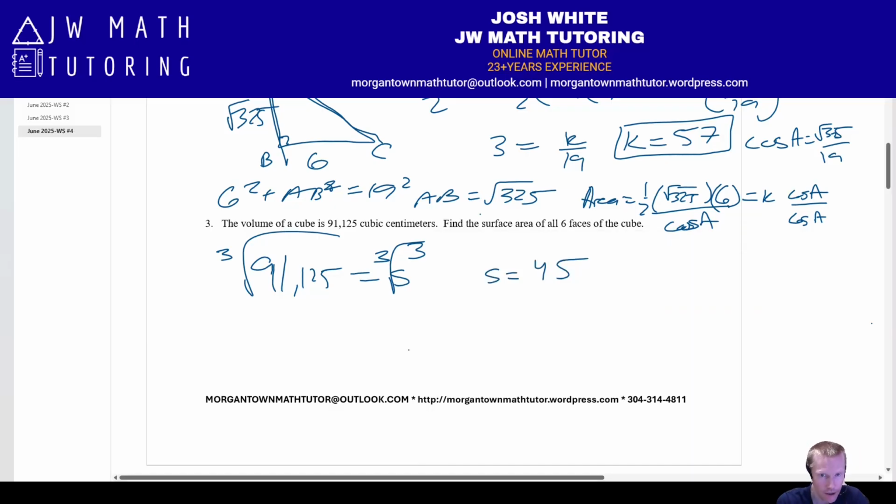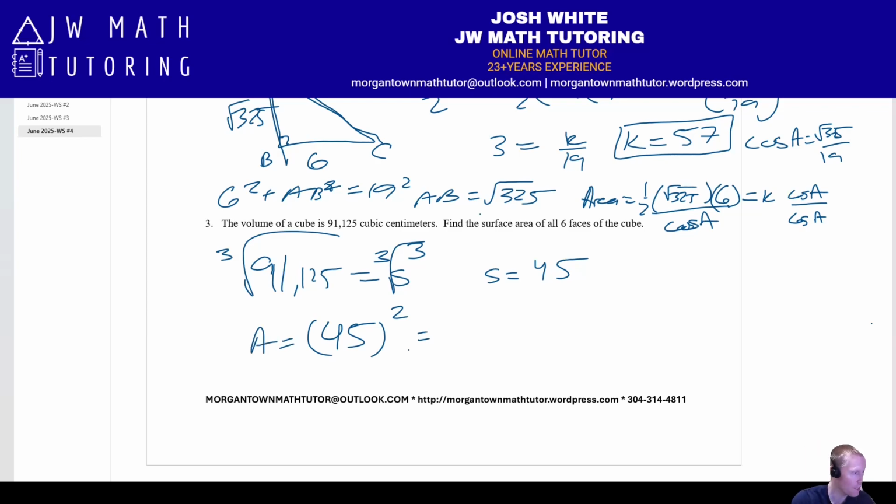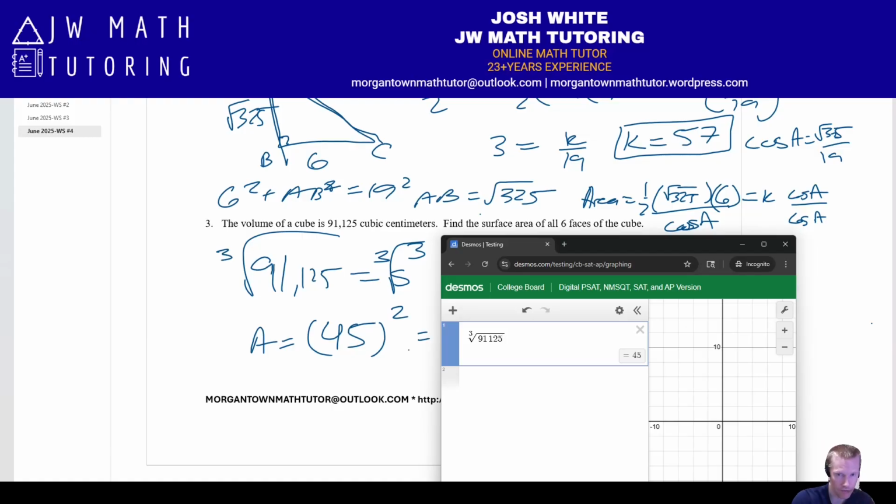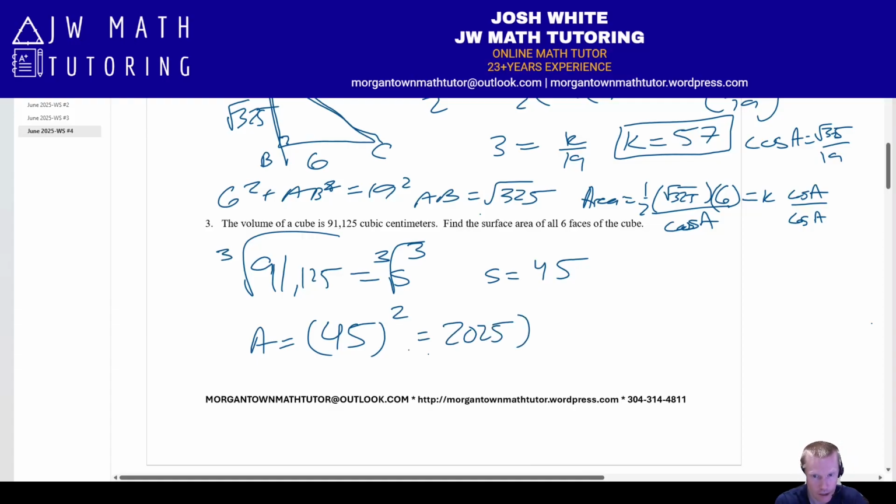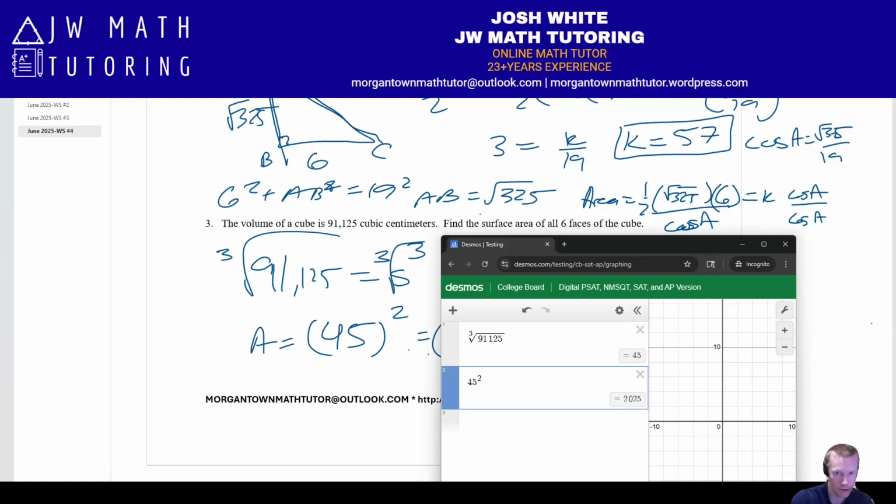Okay, then to find the area of one face, we're just going to take 45 and square it. So again, that's going to be the area of one face on the cube, 2025. And then, of course, you have to multiply this by 6 to get all 6 faces.